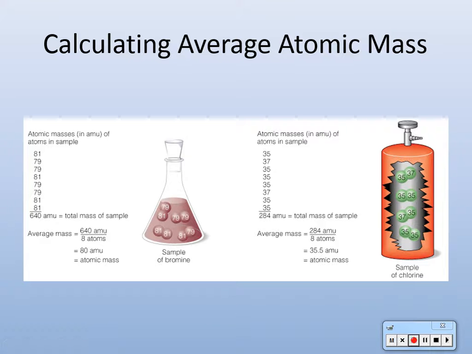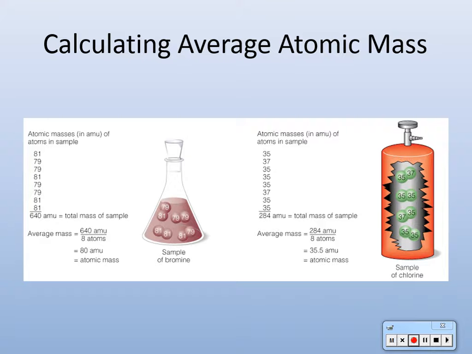They would still have 35 protons, but now they'd only have 44 neutrons. 79 minus 35. Oh, yeah. That was bad. Sorry.